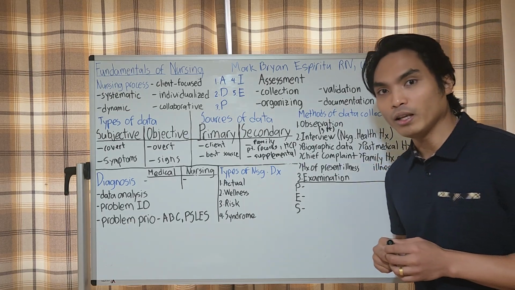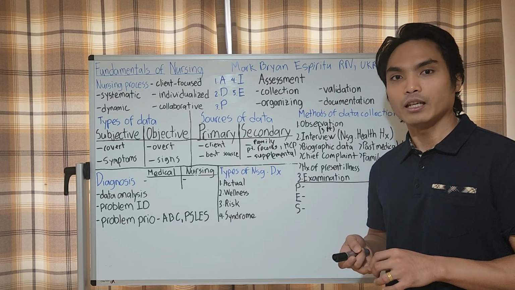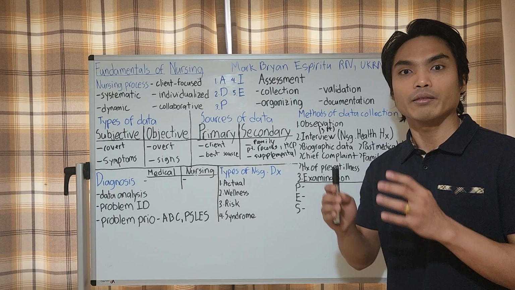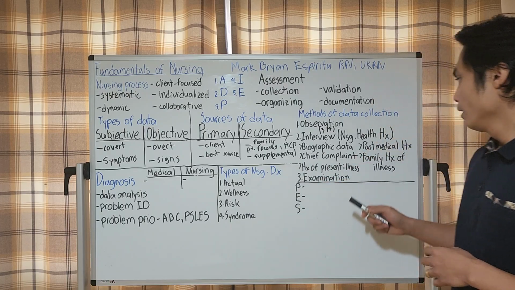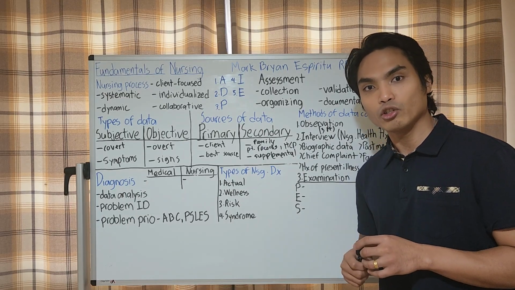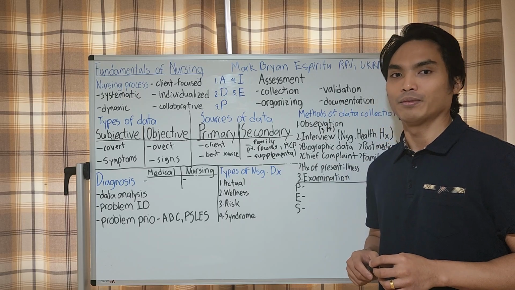Past medical history. Patient's allergies, very important. Immunizations, previous hospitalizations, accidents, current medications. Then family history of illness like hypertension, diabetes mellitus, mental health problems, right?